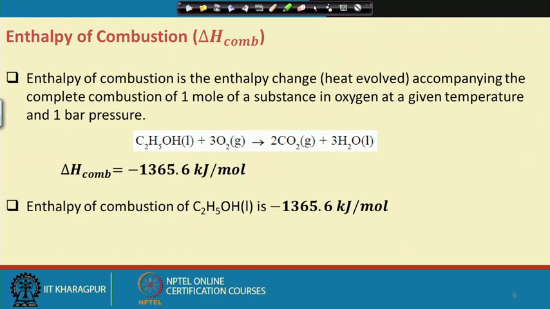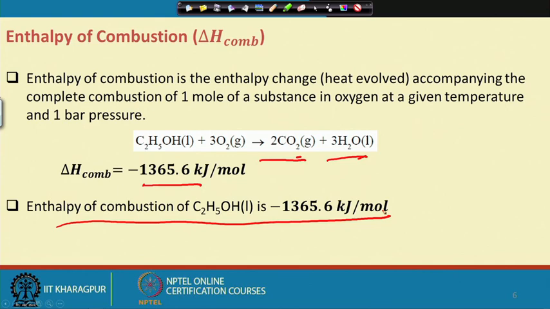Now, that is the enthalpy of formation. I shall solve one problem, then the enthalpy of formation will be much clearer. Now, the enthalpy of combustion means you burn ethanol in the presence of oxygen, and the final products we have are carbon dioxide and water, and this heat of combustion is minus 1365.5 kilojoules per mole. So we can express the enthalpy of combustion like this.